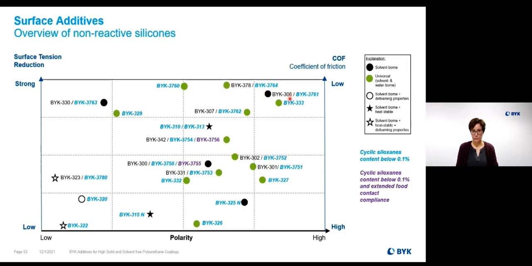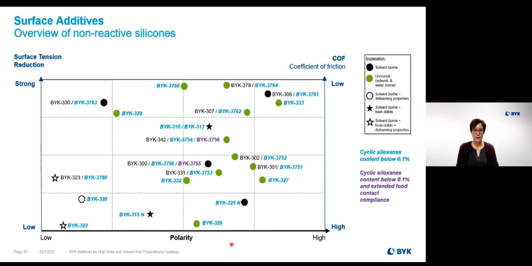What you can also see on this slide, in this diagram, is that our alternative with the low cyclic siloxane content is always the light blue one. For example, we have the 306, and the cyclic-reduced version is the 3761. The same, for example, for the BYK 323. We have an alternative with a low cyclic silicone compound, the BYK 3780. So that means you can read a lot out of this chart.